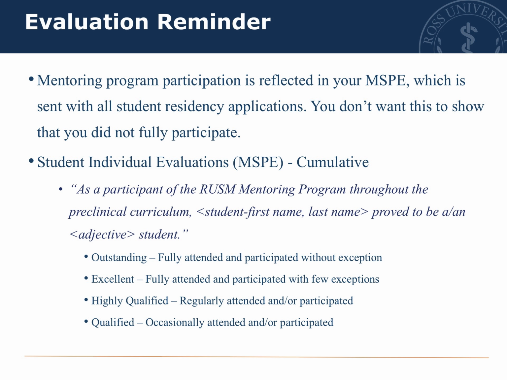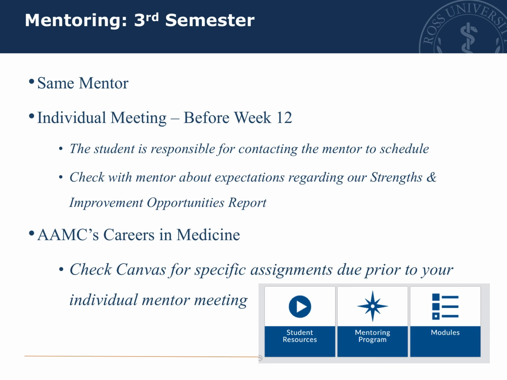That's really all we're asking: to be a part of it, meet with your mentor as required, and do what's required. Just as a reminder, going into third semester, you have the same mentor as always. Your individual meeting is up to you to schedule before week 12. You're not going to get any other reminders, so please put that on your calendar. Reach out to your mentor, and between the two of you, schedule that at a time that's convenient for you both.